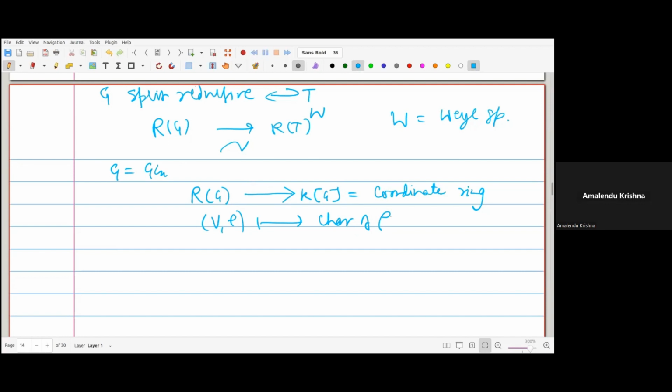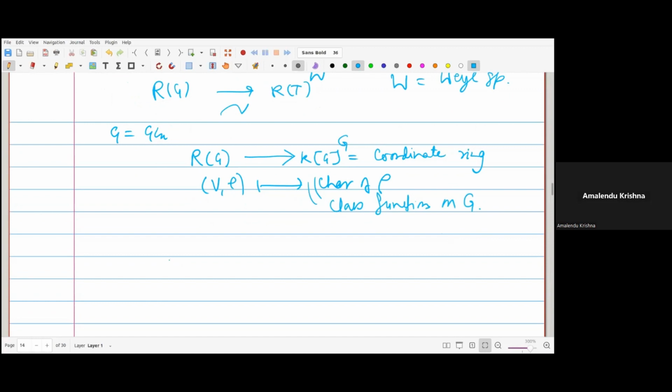Because a character is a one-dimensional representation, it is always abelian, so it will always factor through. Now G acts on this K[G] by inner automorphism, and the image always lands inside the invariants under the action of G by this inner automorphism. So what is this? This is nothing but a class function on G under the inner automorphism of G. And the fact is that you can show that this map here is injective.